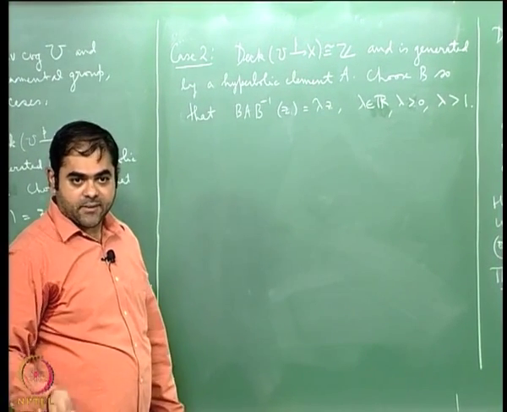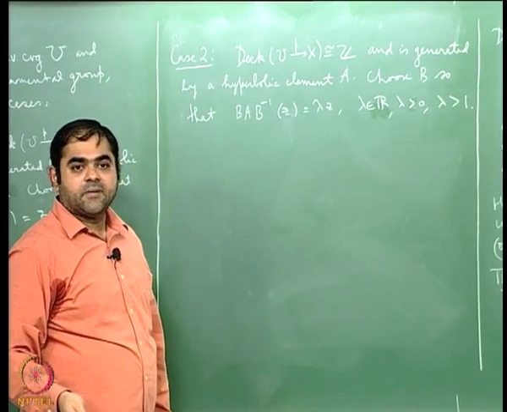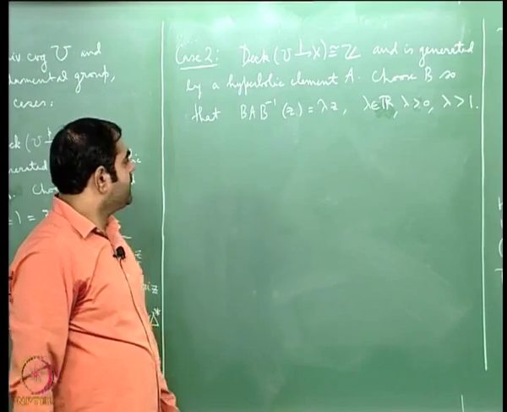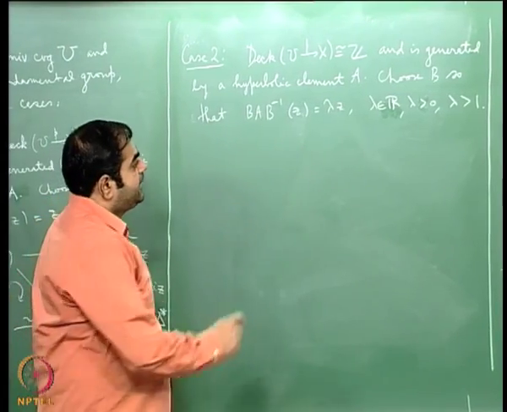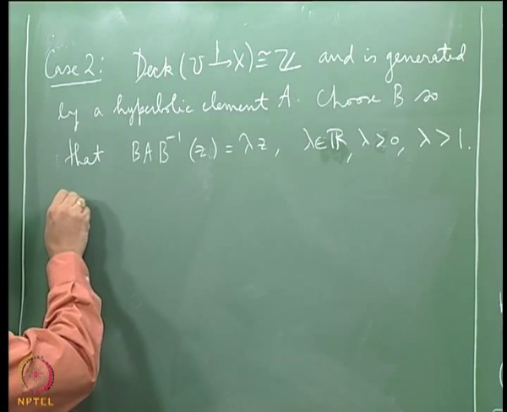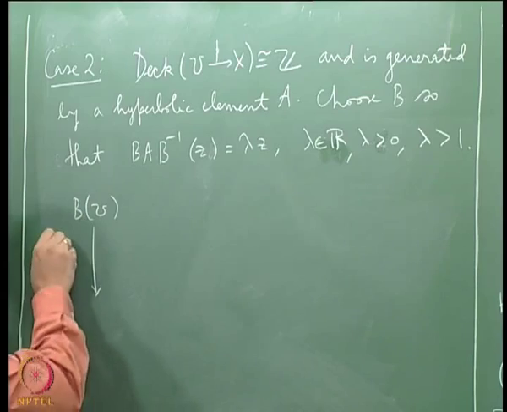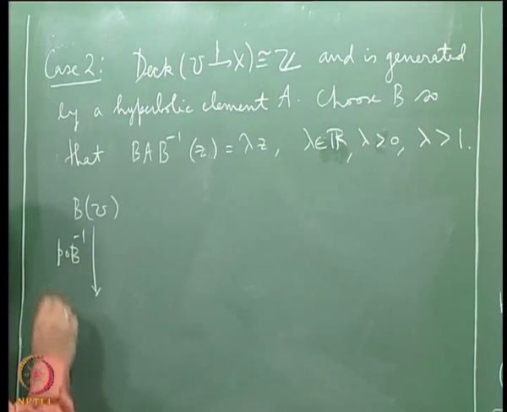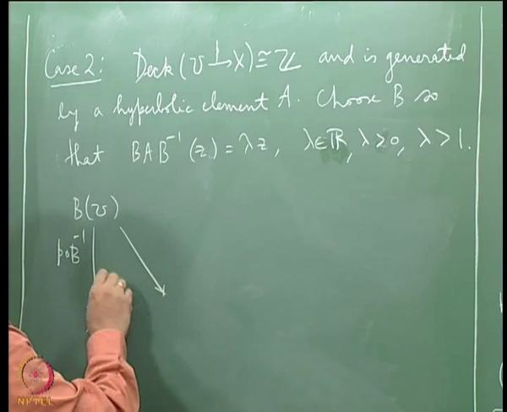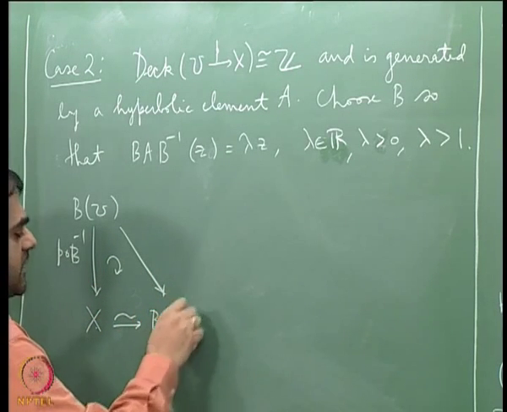You have to conjugate further by an inversion, then that will amount to replacing lambda by 1 by lambda, which will be greater than 1 if lambda is less than 1, okay. So you can do this, okay. Then in this case what happens is that you see B of u, so if you have this covering P circle B inverse to X, and this is of course identified with B of u mod Z.